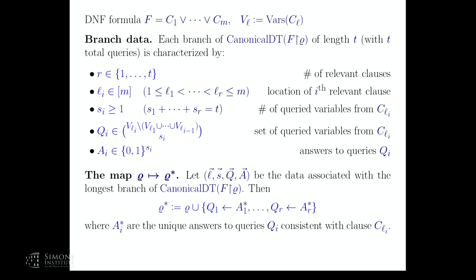Then we define rho star as rho together with the following restriction. We're going to set the variables in these queries, the set of queries Q1 to QR. But we don't set them with the answers under the longest path. Rather, we're going to set them with the unique answers to these queries which are consistent with the clause, which agree with the sign of the variable in this clause, so that the clause is not satisfied.